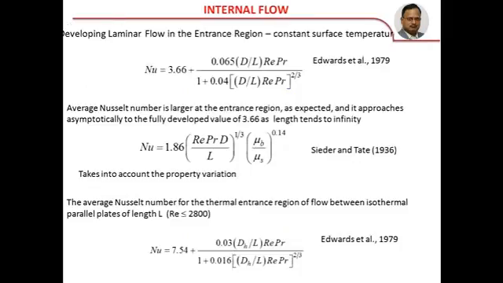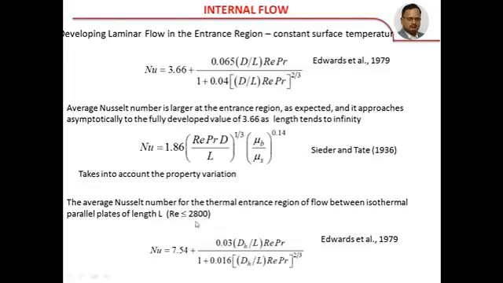That is the advantage of having this table to readily assess what is the heat transfer coefficient and what is the Nusselt number for various cross sections. In addition to this, several scientists have developed correlations, particularly in the entrance region, because the heat transfer coefficient is not constant. Edwards et al. have developed Nusselt number as 3.66 plus 0.065 (d/L) Re Pr, over 1 plus 0.04 [(d/L) Re Pr] to the power 2 by 3, etc.